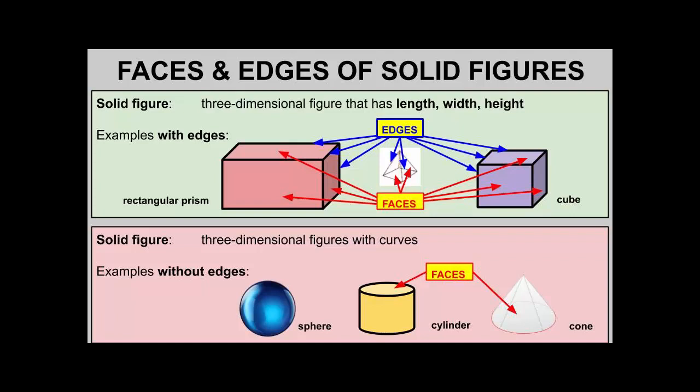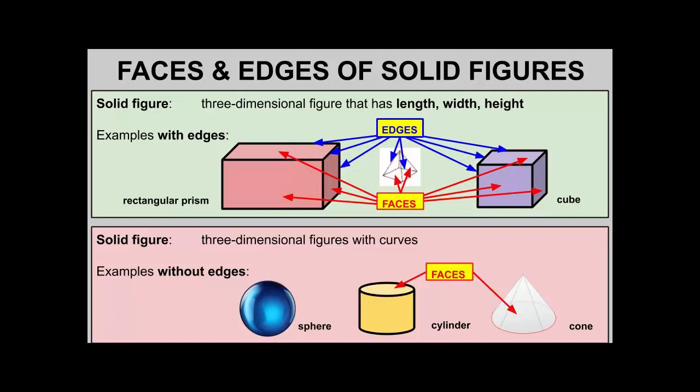The next part that's a little bit unusual is solid figures with curves. A solid figure with a curve will not create any edges. When you look at the ball, or the sphere as a math terminology, you'll see that it has no faces. There's no flat surface. However, the cylinder, which is in much of the same shape as a can, will have two faces, but no edges.